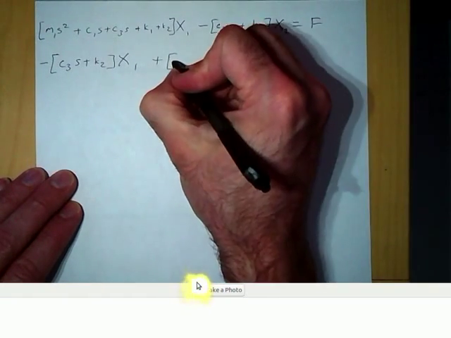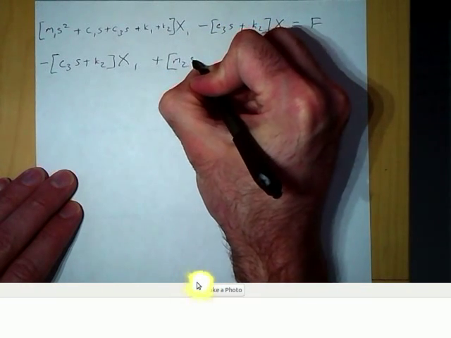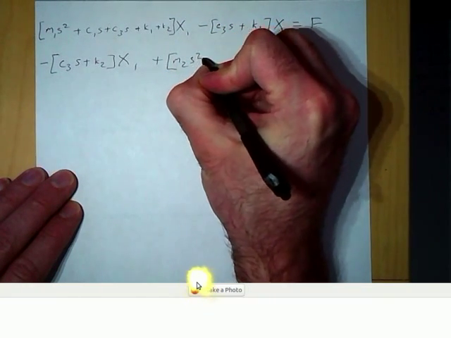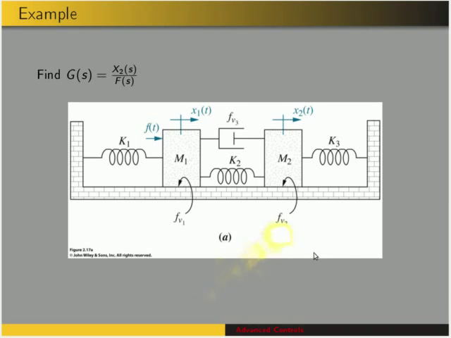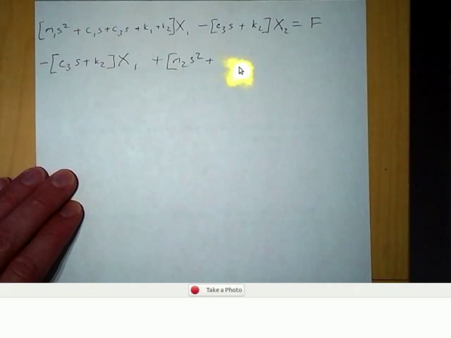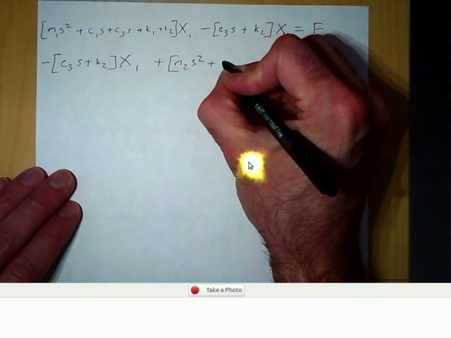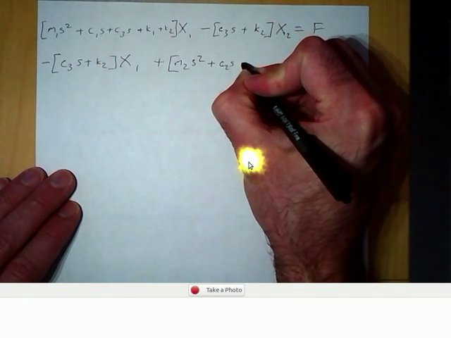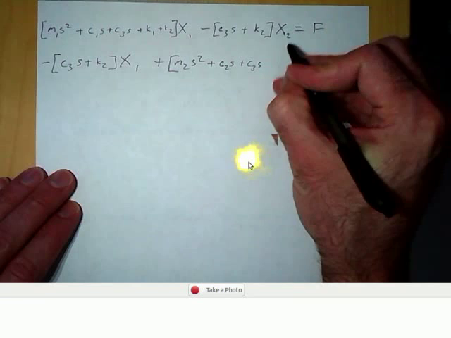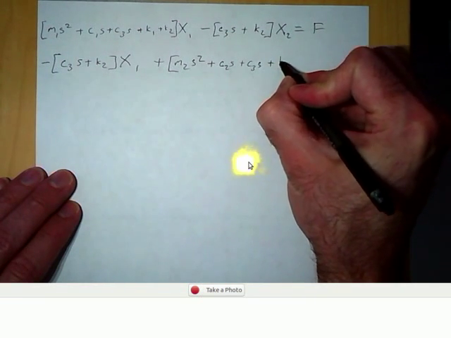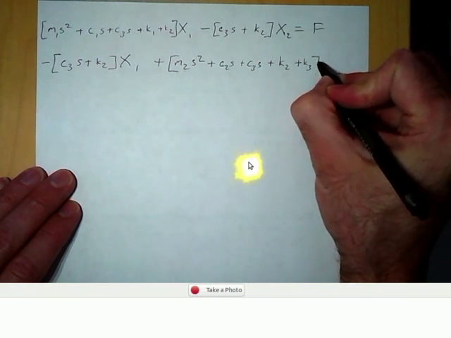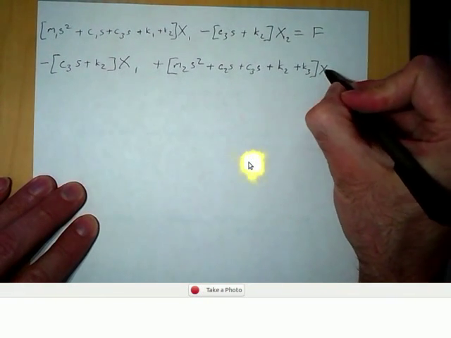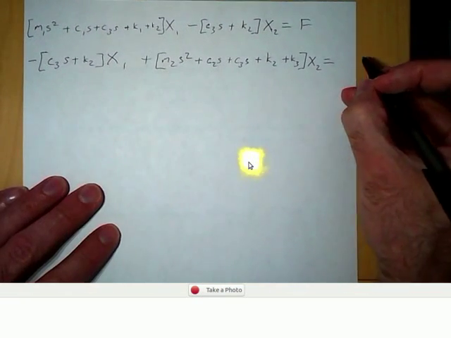So we had m2s squared as an impedance for the motion at x2. And then we have some dampers, so we had c2 and c3. The impedance from a damper is cs, so we got c2s plus c3s. And then the springs. So we had k2 between the two masses, and then k3 between mass 2 and the wall. And the sum of the applied forces on x2 is 0.